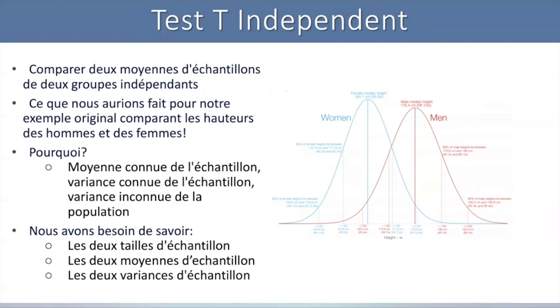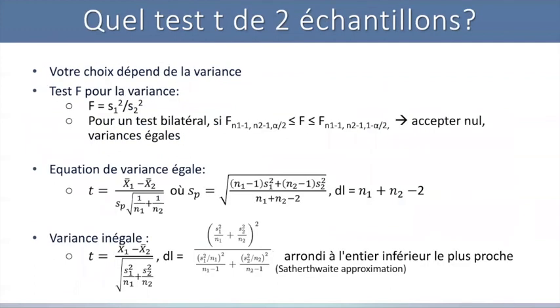To calculate this, we have to know the sample heights, the sample means, and the sample variances. So, which test do you do? This depends on the sample variances. You can do what's called an F-test to determine if the samples have equal or unequal variance, and the test statistic you calculate depends on this.